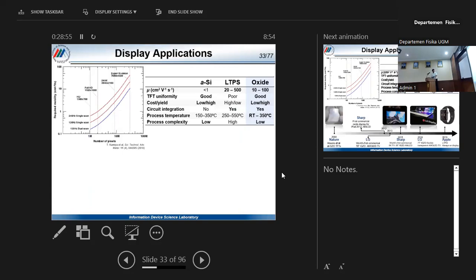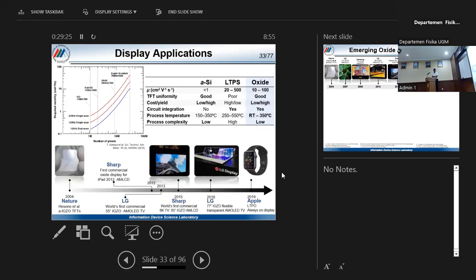So these are just some of the requirements for the display. In the future, if you want to use AR or VR goggles, you need mobilities of around 100. Because, for example, if you want to use super high vision, this is very high frequency and high pixel density. So you need these very high mobilities.